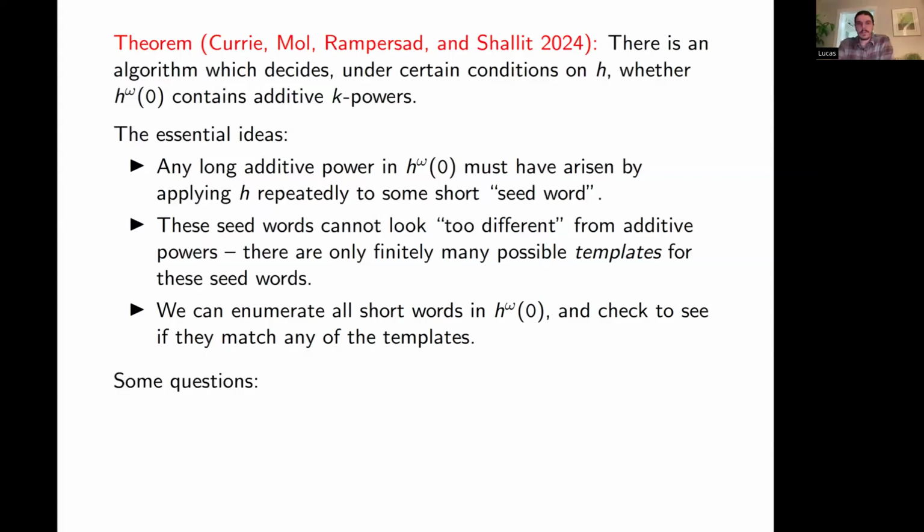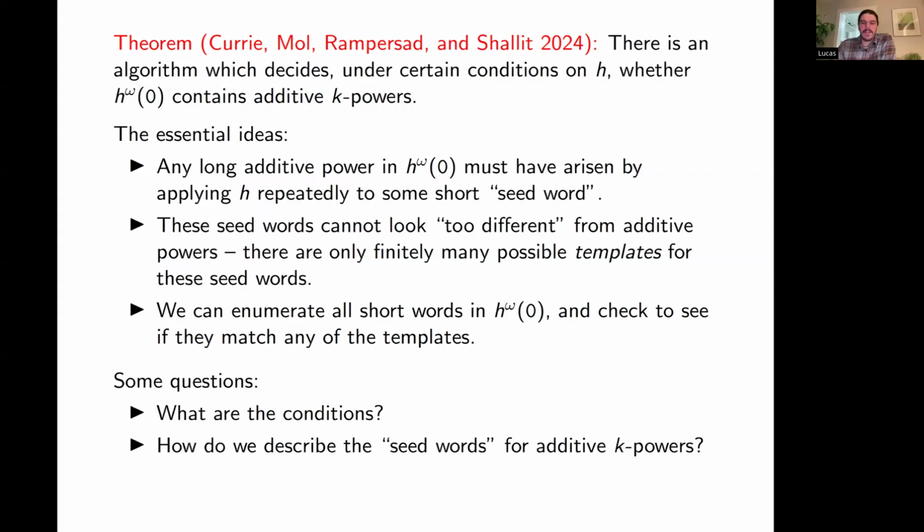So some obvious questions are, what are the conditions? I haven't told you what the conditions are. And how do we describe these seed words? I'm going to hopefully give you rough answers to these questions by giving you just a sketch of how this works. For simplicity, I'm just going to focus on additive squares. It just makes it easier to visualize what's going on. But of course, the same ideas work for larger powers.